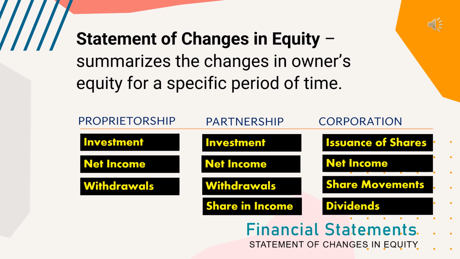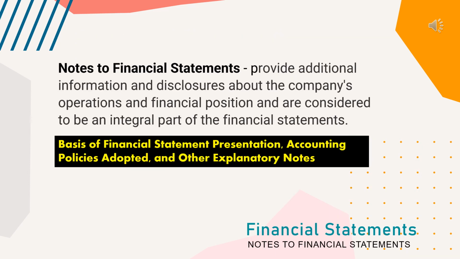The three forms basically have the same format, only that in a partnership, the statement of changes in equity shows how the net income was divided among the partners. Unlike in a sole proprietorship, the net income basically accrues to the owner's equity. Why? Because it is owned by only one individual. In a corporation, the statement of changes in equity includes any distribution of dividends to the shareholders. That decreases equity.